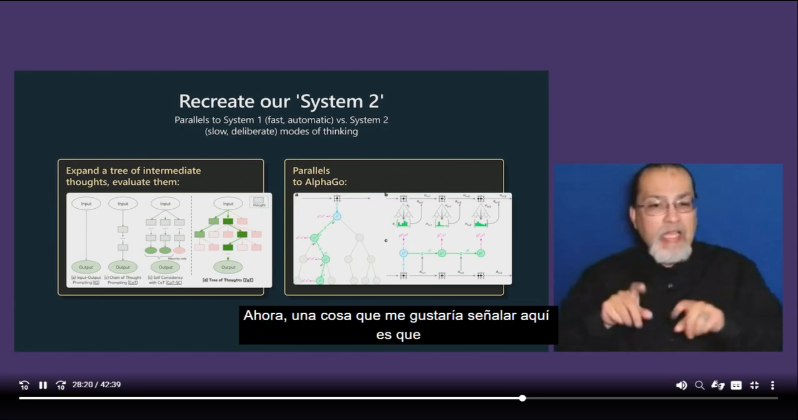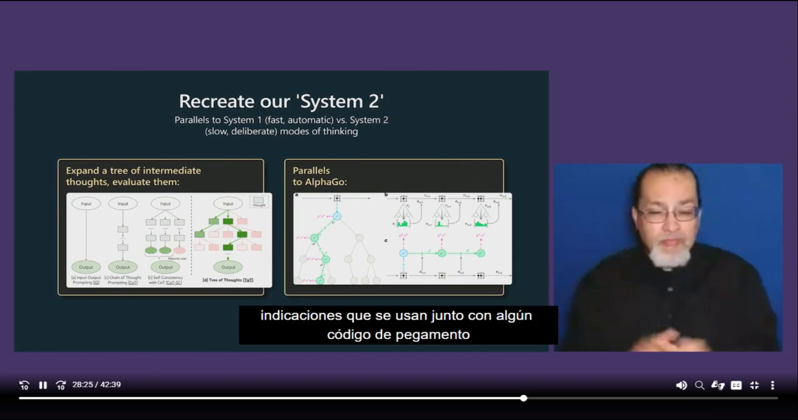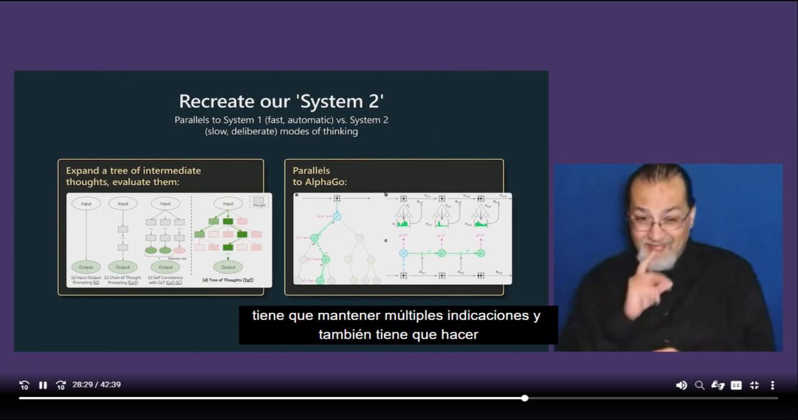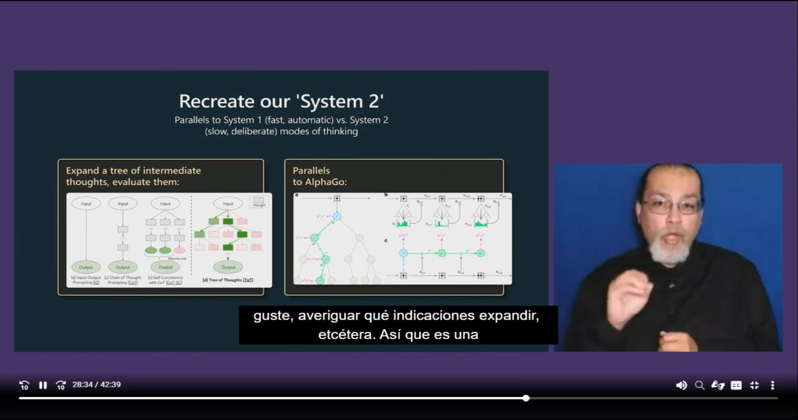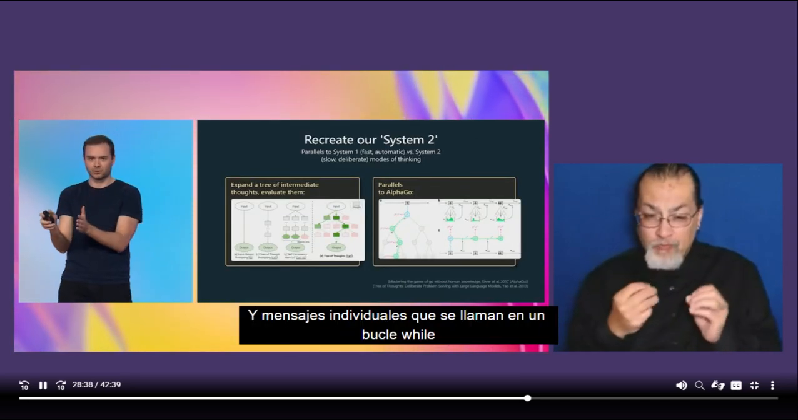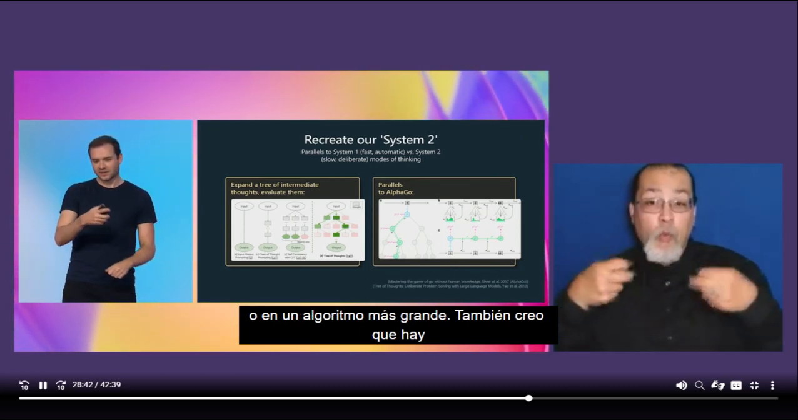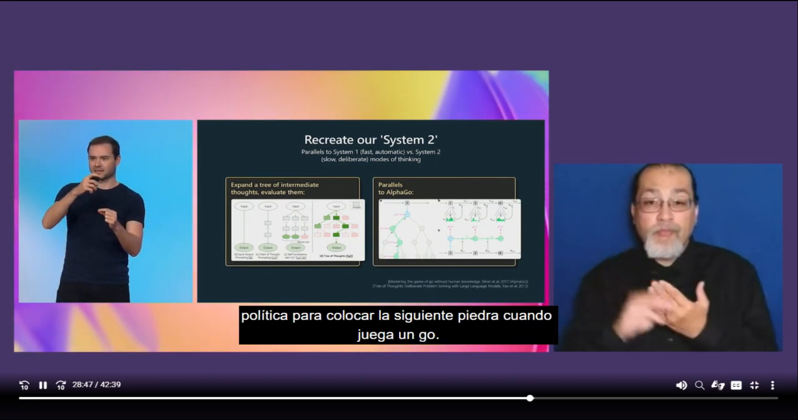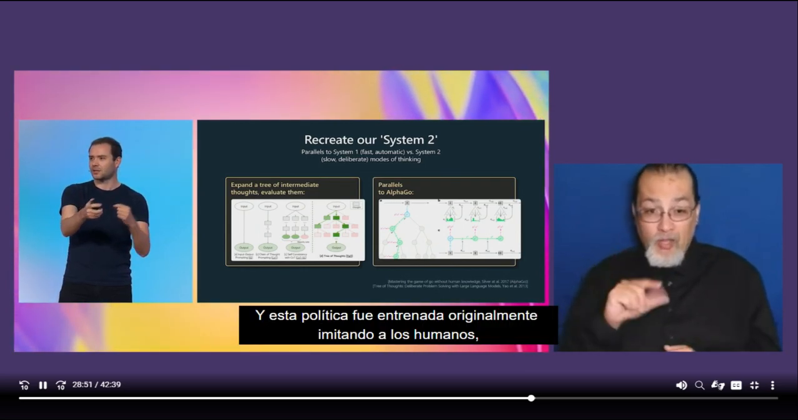Now, one thing I would like to note here is that this is not just a prompt. This is actually prompts that are used together with some Python glue code, because you actually have to maintain multiple prompts, and you also have to do some tree search algorithm here to figure out which prompt to expand, etc. So it's a symbiosis of Python glue code and individual prompts that are called in a while loop or in a bigger algorithm. I also think that there's a really cool parallel here to AlphaGo. AlphaGo has a policy for placing the next stone when it plays Go, and this policy was trained originally by imitating humans.